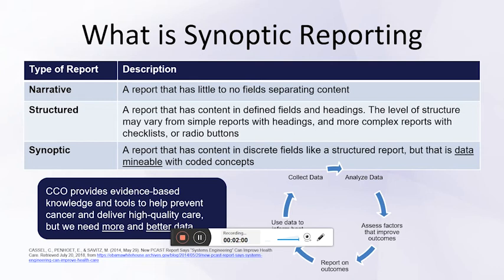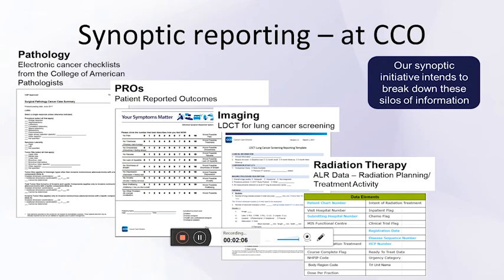So just a little bit on synoptic reporting currently at Cancer Care Ontario. We collect almost every pathology report done in an electronic format using the College of American Pathologists electronic cancer checklists. We collect patient-reported outcomes in a synoptic manner as well. We're working on expanding our imaging synoptic data collection, and currently we have an implemented low-dose CT template that's being used to collect some synoptic data. And we also have a synoptic-like system in radiation therapy that collects a large amount of data.